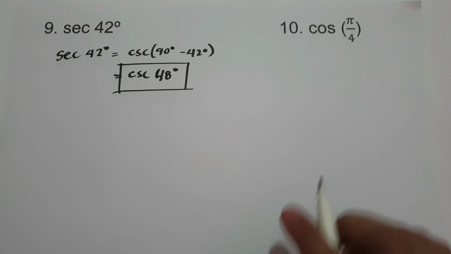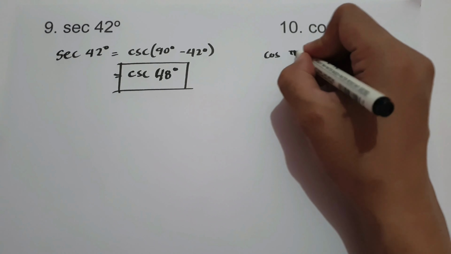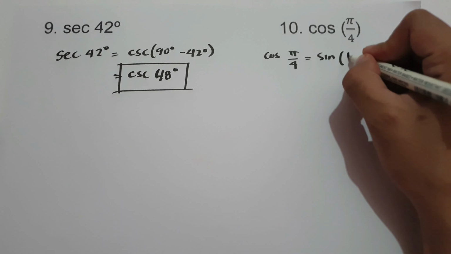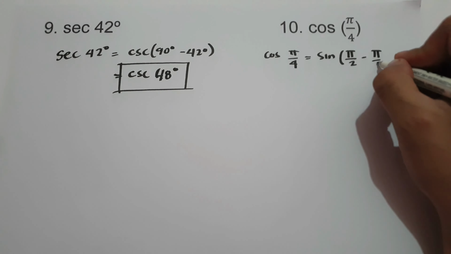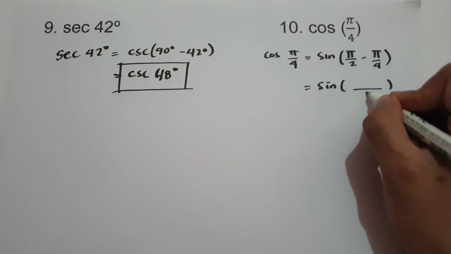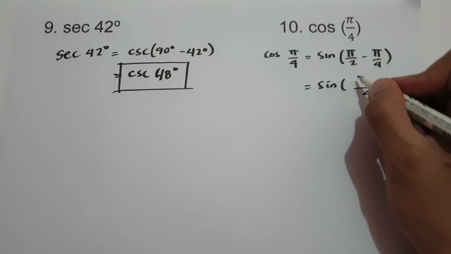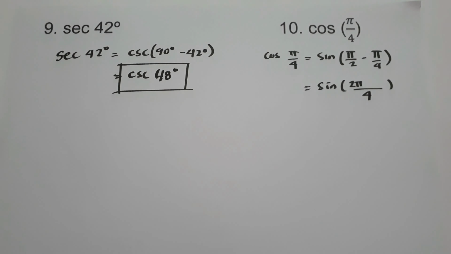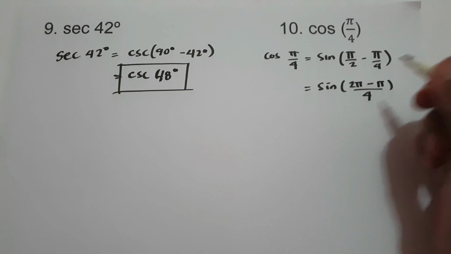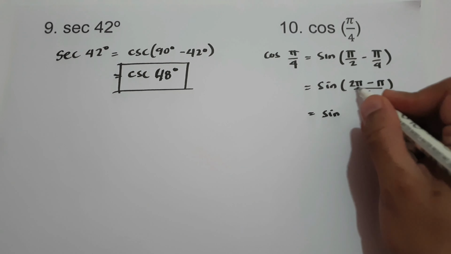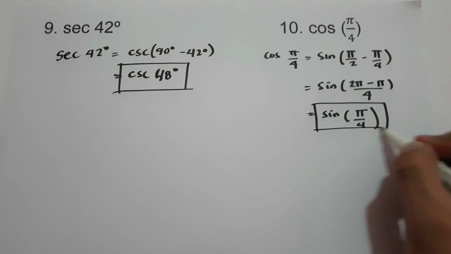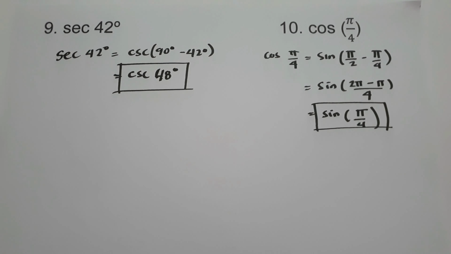On number 10, we have cosine pi over 4. The cofunction of cosine is sine of pi over 2 minus pi over 4. So let us write sine. The LCM of 2 and 4 is 4. 4 divided by 2 is 2, times pi, that is 2 pi. And then 4 divided by 4 is 1, multiplied by negative pi, that is negative pi. So we have sine of (2 pi minus pi) over 4, that is pi over 4. And this will be the cofunction of cosine pi over 4.